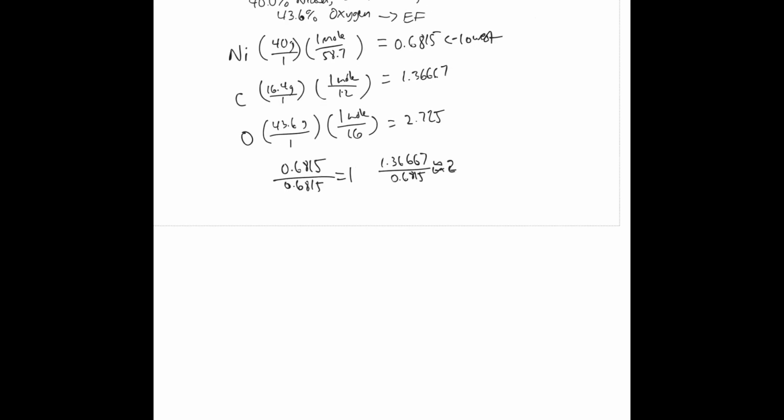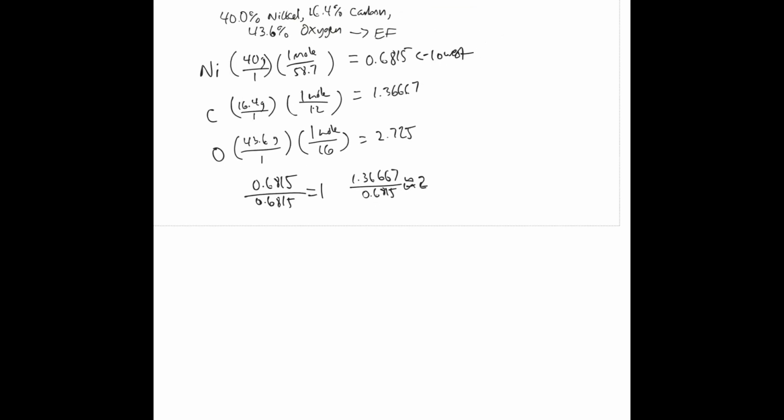And let's just do everything else. 1.3667. Remember, these are moles, and we're just dividing them by the ratios of each other. That's going to give us, not exactly 2, but that's going to give us approximately 2. And it doesn't have to be exact, but it needs to be close enough so that the values do match up. And you have 2.725 divided by that. And that's going to give us approximately 4.